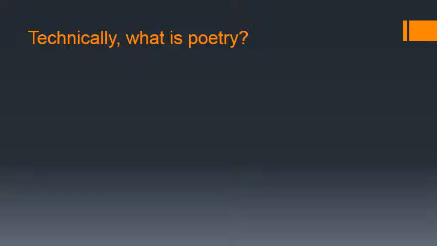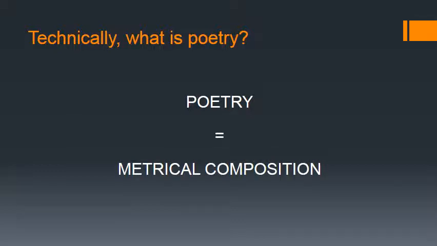In terms of structure, poetry can be defined as metrical composition. So what is actually a metrical composition? Of course, you know that composition is a product of writing, right? So poetry is a product of writing that has a metrical quality, meaning that it is composed based on meter. So what is actually meter? We're going to talk about this.